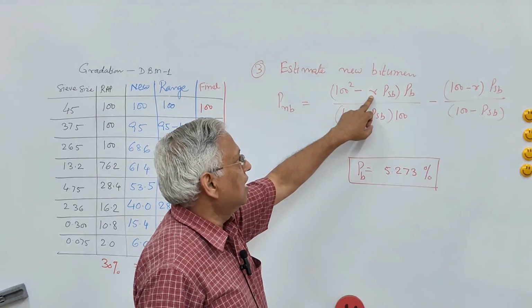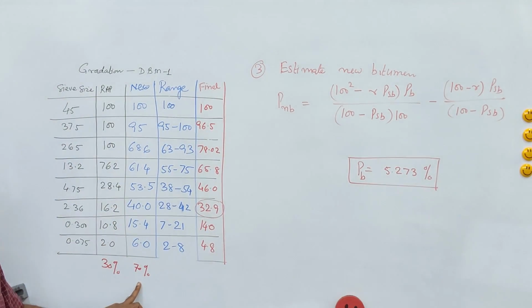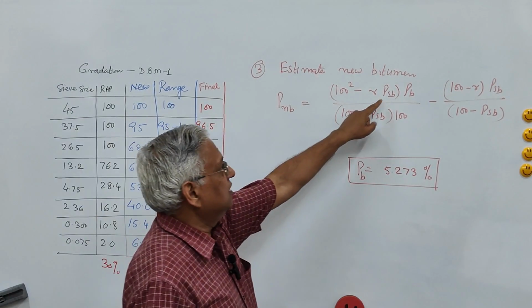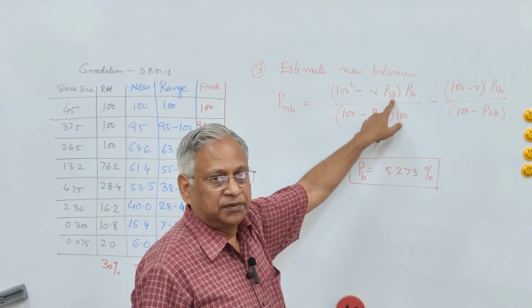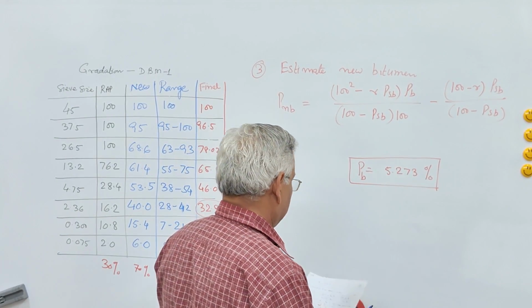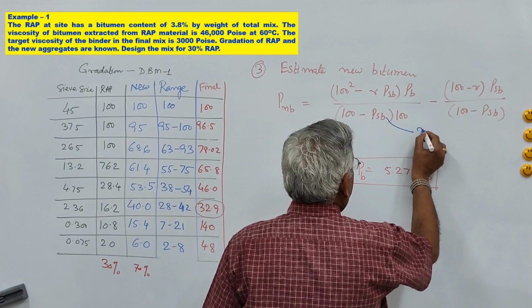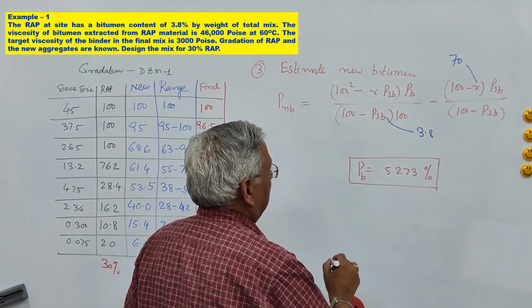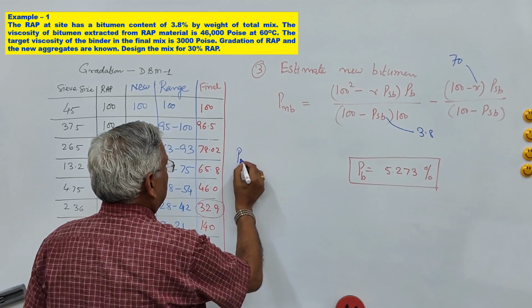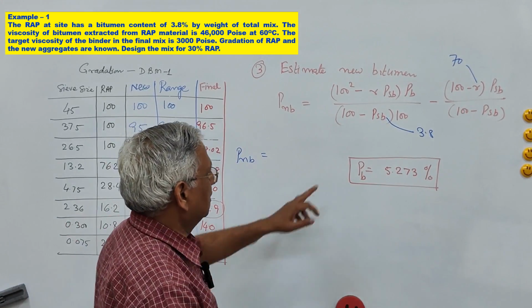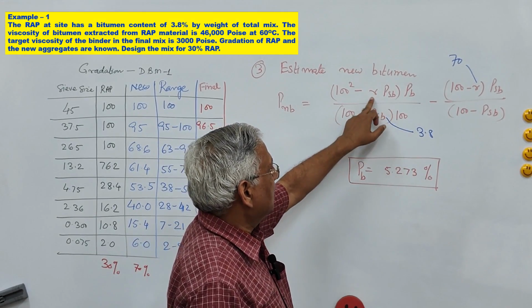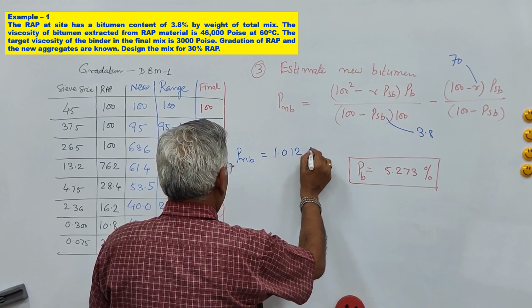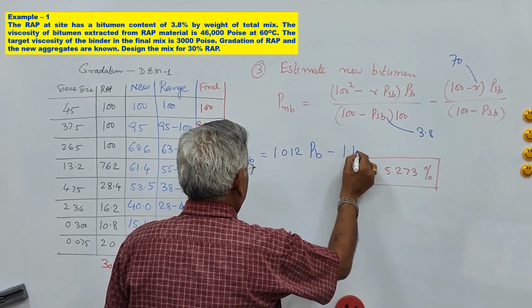Now here R is the ratio of new aggregate, 70. Psb is the binder in the wrap material, that is your 3.8%, that is given. So Psb is 3.8 and R is 70. So this Pnb, if you put these values here, Psb 3.8, R 70, this equation will be 1.012 Pb minus 1.185.